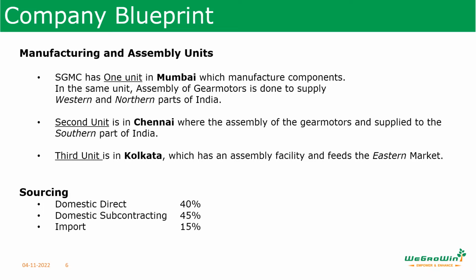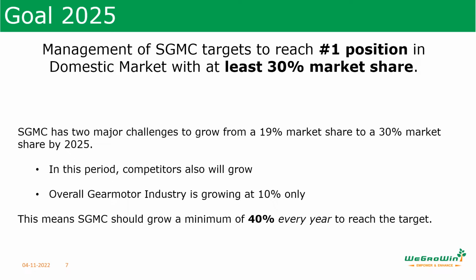And how are they sourcing the materials? For domestic direct sourcing, they have 40%, which is distributed across India, domestic subcontracting 45%, import 15%. So they have direct purchase, subcontracting, and the import process also. Having such an excellent blueprint and sourcing, with 85% of the things they are able to source in India, they are targeting to achieve the number one position in 2025.